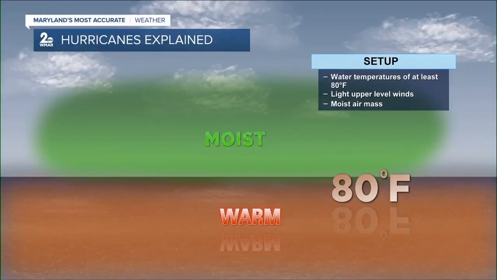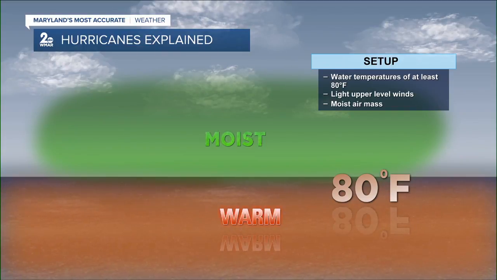Going to this graphic, I want to show you how hurricanes develop. There are some basic ingredients that we need in place. Number one, we need warm ocean water. The reason for that is something called latent heat. It essentially acts as gasoline for hurricanes. So once we have the warm water, we need light upper level winds.